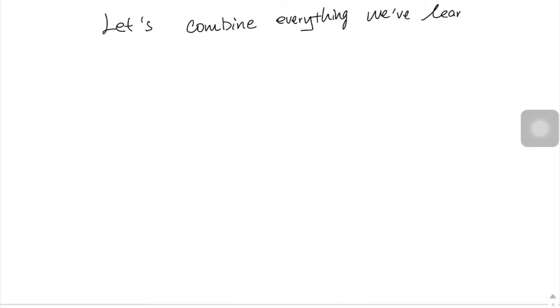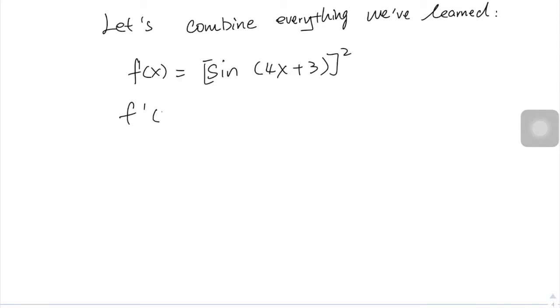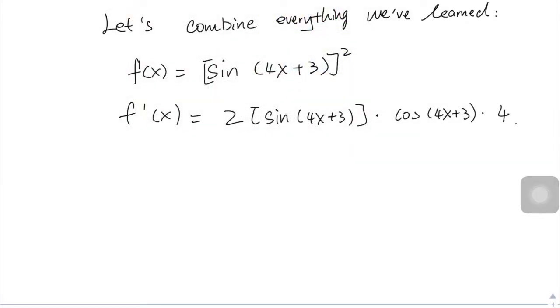After remembering all the rules and equations, let's combine everything we've learned into one question. According to the power rule, we take the index 2 to the front, and then 2 minus 1. Then multiply it by the derivative of sine of 4x plus 3, which is cosine of 4x plus 3. Then we multiply the whole thing by the derivative of 4x plus 3, which is 4.